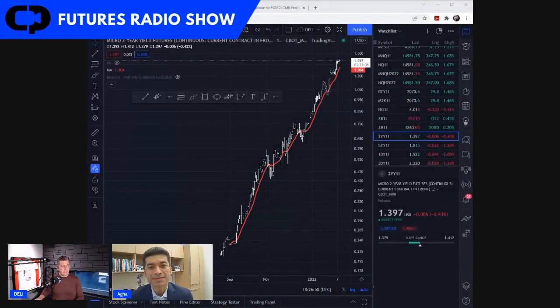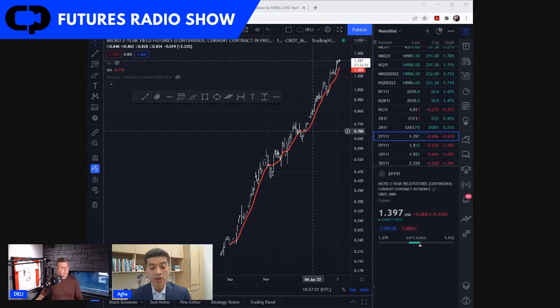Yeah, I'm actually going to pull up a chart real quick here, because I think it's important for everybody to see this. What I have up, everybody, here is a chart of the micro 2-year yield futures continuous contract. It's symbol 2YY. And as you can see here, it's trading 1.397 as Agha and I are talking right now. And Agha, what does that price represent, that 1.397? 1.397 represents the yield on the 2-year government bond.